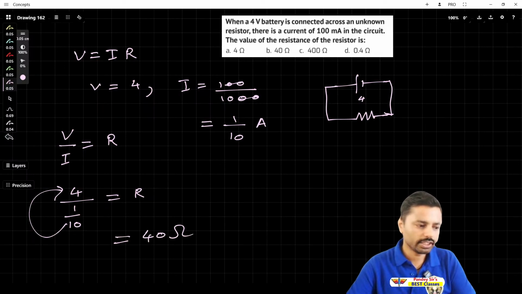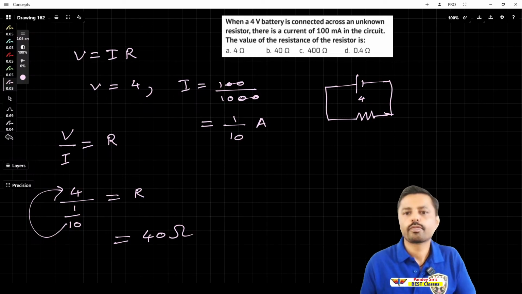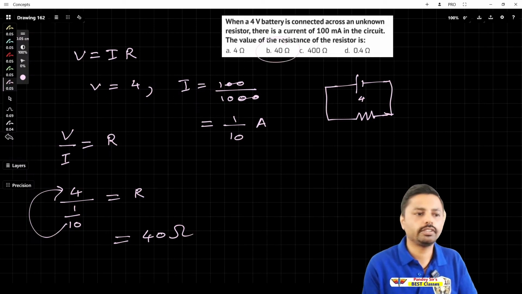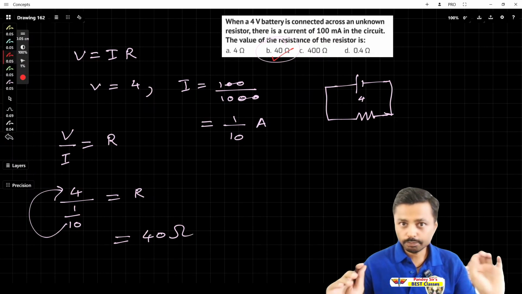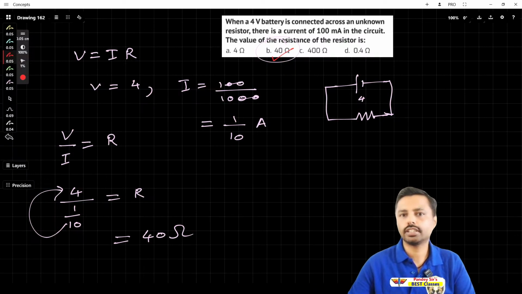Now, who thought it's correct? Who got the correct one? 40. B is 40. Okay, that's it. It's this much easy if you understand the concept.